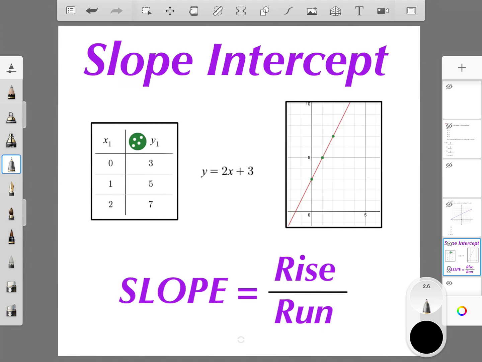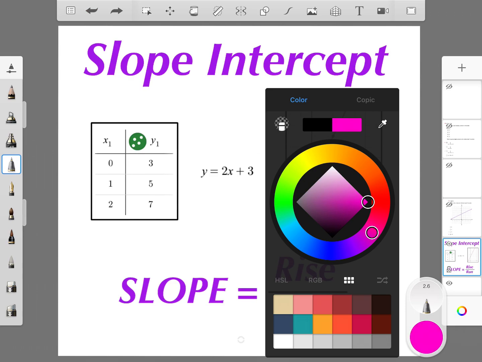Whatever it is that you want to represent in a linear relationship, you can do that on a graph, you can do that on a table, and you can do that with a function, which you see here in the center of your screen. So before we get into a couple of the problems, let's talk specifics. We're going to need a new color. Here we go.